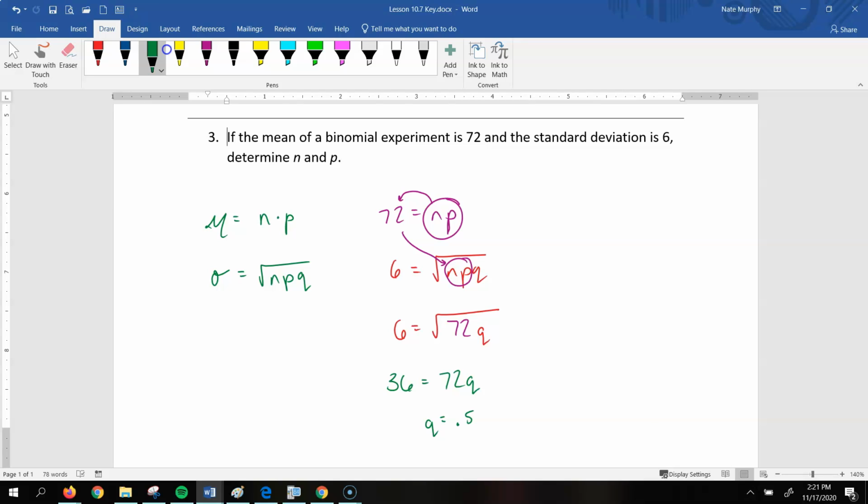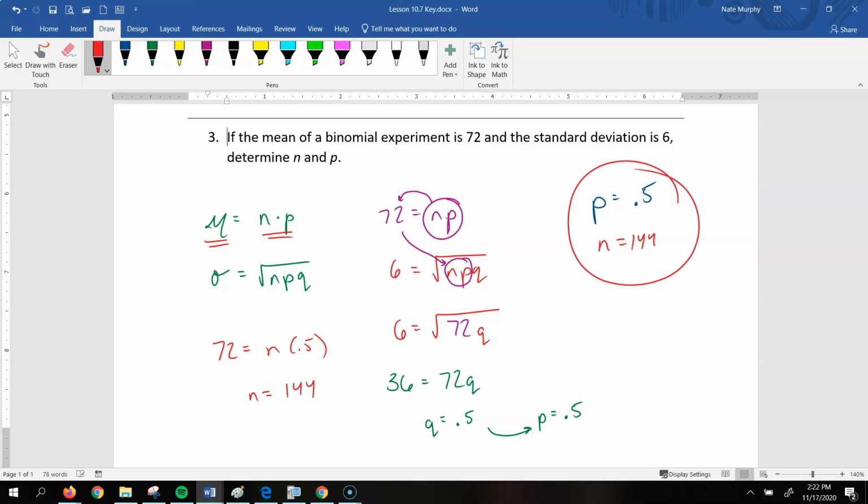Now to find out what p is going to be, the other half: if q is 0.5, the probability of a failure is 0.5, which means the probability of success would also be 0.5, because 1 minus 0.5 is 0.5. So we found our value for p, 0.5. Now we have to figure out what n is. Let's go back to what we had at the very beginning: to find the mean we would take n times p. We know the mean is 72, and we know p is now 0.5. If I divide both sides by 0.5, I get n, and that gives you 144.